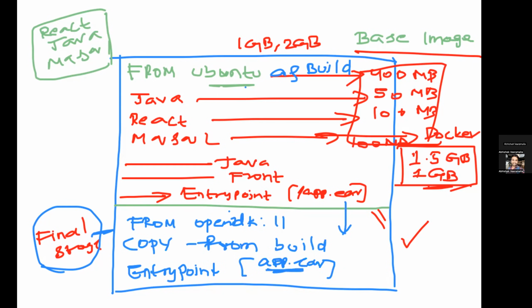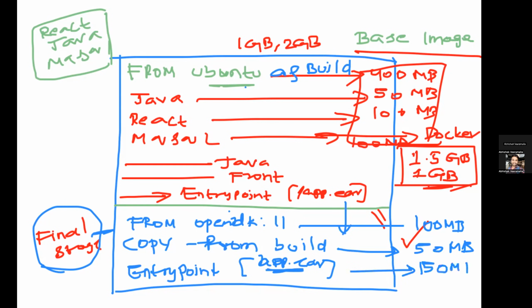So what will be the final image size? If this OpenJDK is 100 MB, and this binary, because this is just a binary, should not be more than some 50 MB or something. Again, this depends upon your application size, but hardly it will be more than 50 MB. So your final image size will only be 150 MB. So you have reduced from 1 GB to 150 MB. This is the advantage of multi-stage Docker build.